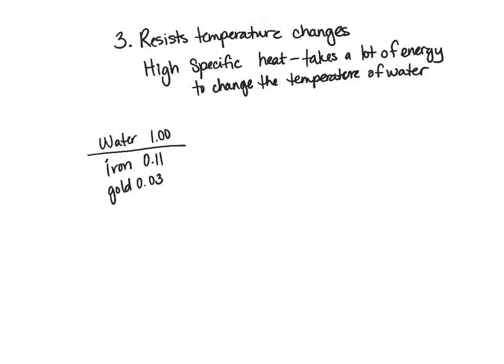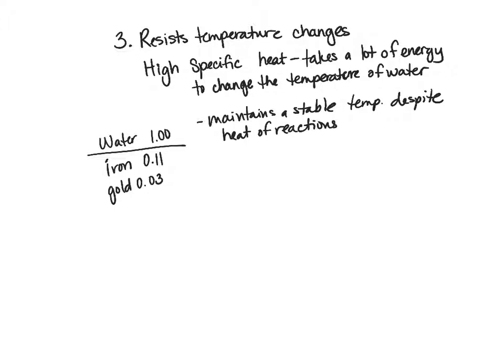And so we can have water, for example, sitting in a pot on the stove, and it might take a while for that to boil. A while, of course, is a relative term, but it takes a lot of energy going into that water before it boils, before it's going to change the temperature of the water. So it maintains a stable temperature despite heat of reactions and the environment.